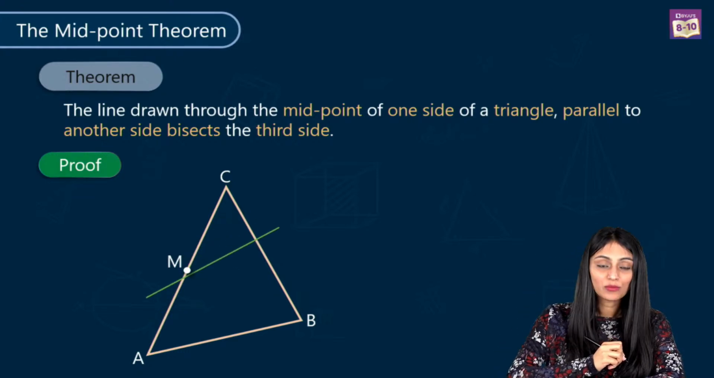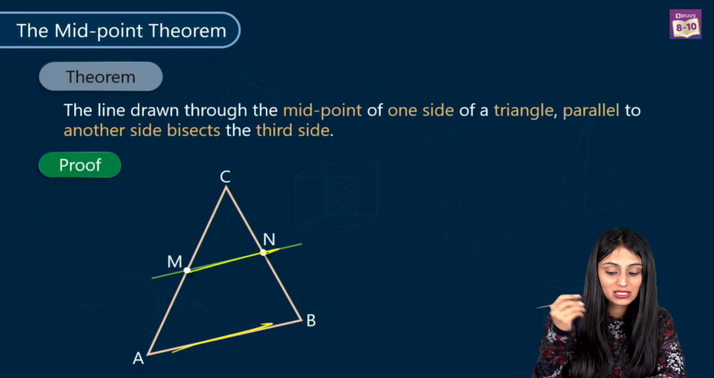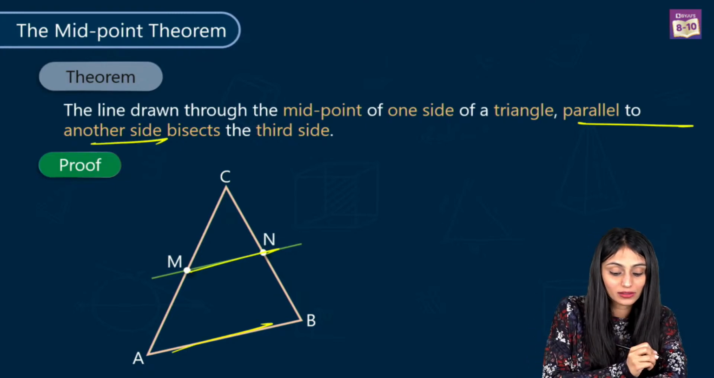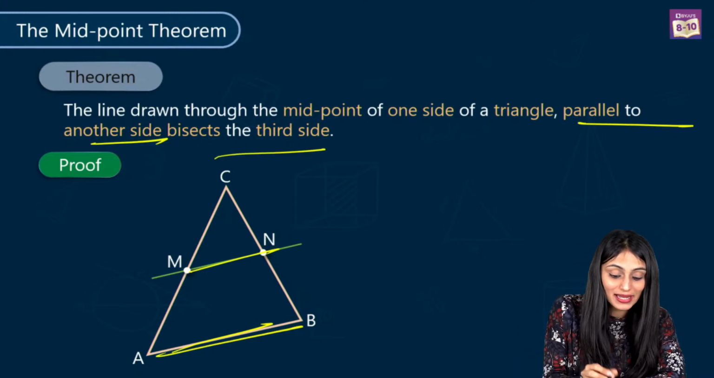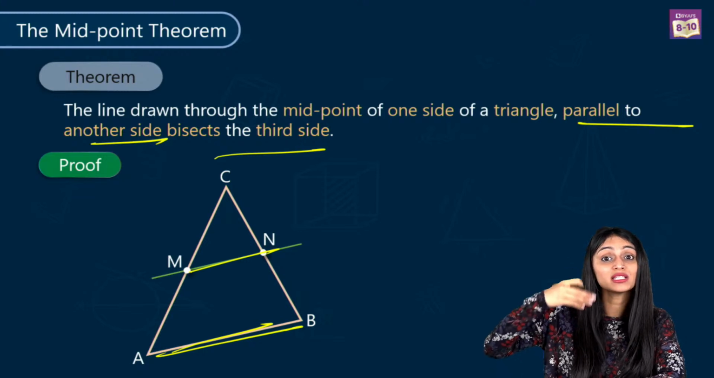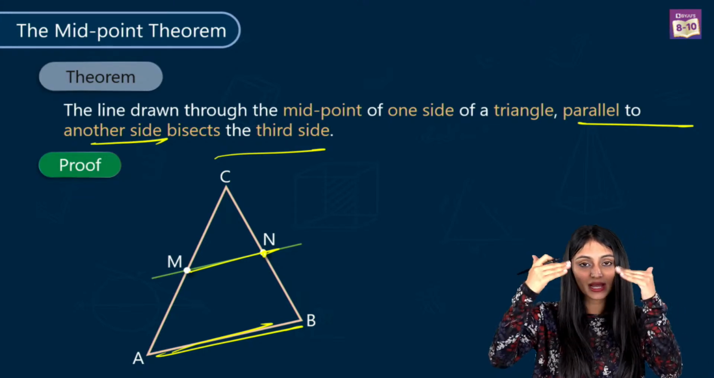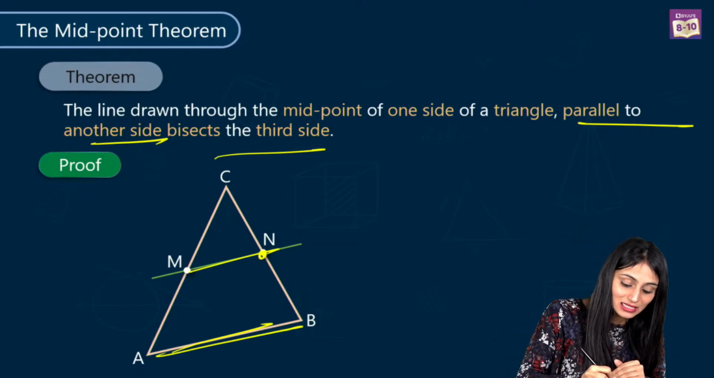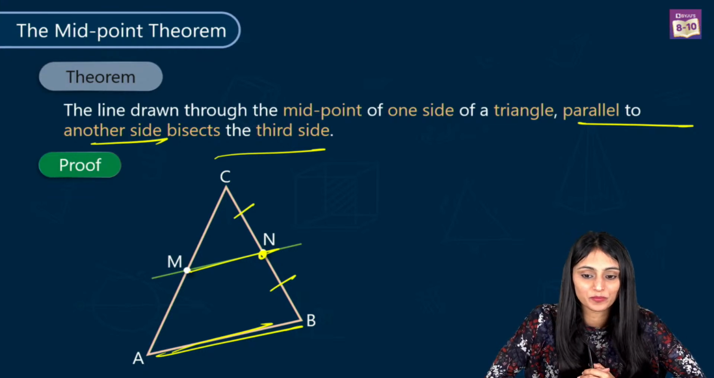Now we move this line such that it is parallel to AB, because the statement says parallel to another side. What is the other side? The other side is AB. So it will bisect the third side. The third side here means BC. Once we move it such that it is parallel to AB, it bisects BC. That means BN and NC are now going to be equal.